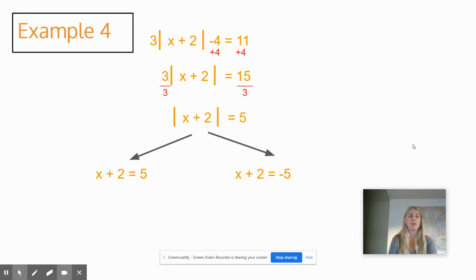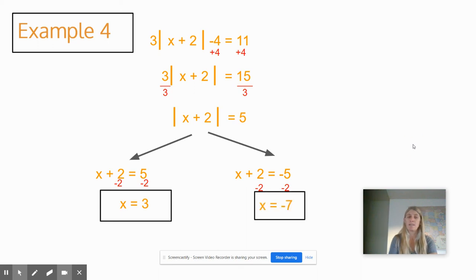So let's go ahead and solve. For x, we're going to subtract 2 from both sides, and we have an x of 3. And for our other one, we're going to subtract 2 from both sides, and our other option, x is negative 7. So our answer is x is 3 or x is negative 7. When we plug that into our equation, we will get the answer on the right.